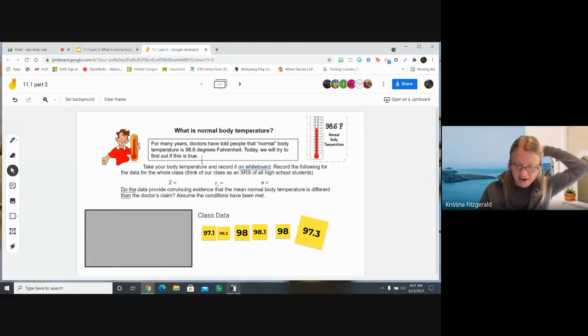All right, so we've got our data here. What we want to do is investigate what is normal body temperature. So we have our class data. I'm included in this set. First of all, we have a sample, and we want to tell ourselves the sample size. So 1, 2, 3, 4, 5, 6. We have 6 for our sample size.